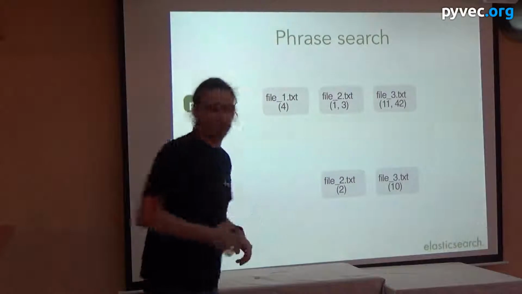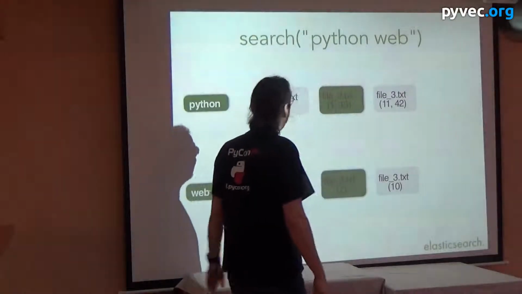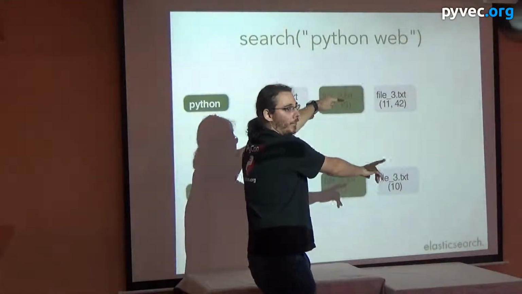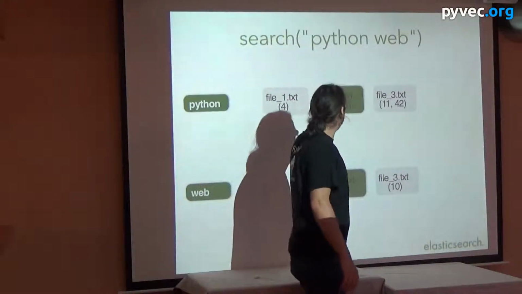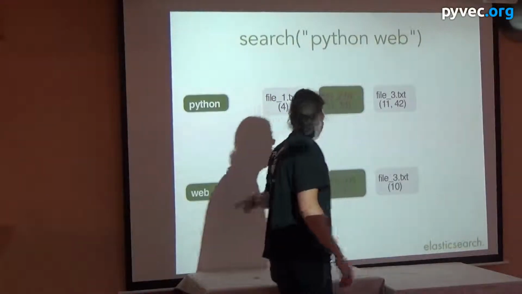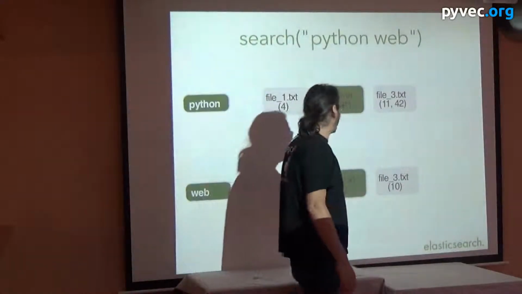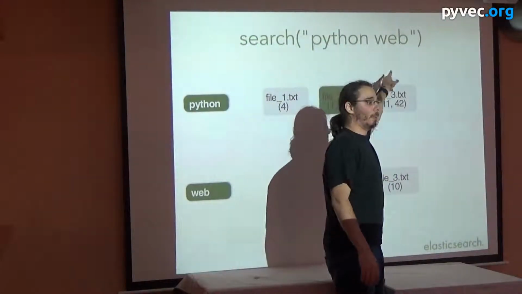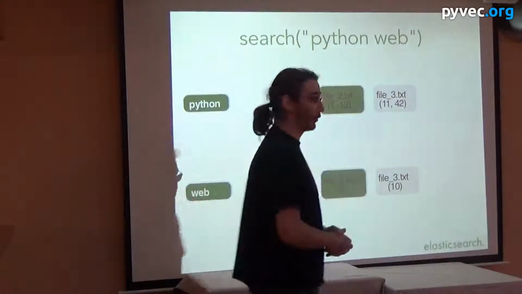And this then allows us, if we're looking for a phrase, Python web, to again look up Python and web, walk through the list, but only merge those documents where the positions are offset by 1. So here Python is the 2nd word, and web is the 3rd word, which actually matches the phrase, because it means that web follows Python. File 3 contains both Python and web, but not the phrase Python web. So this is how phrase queries work.